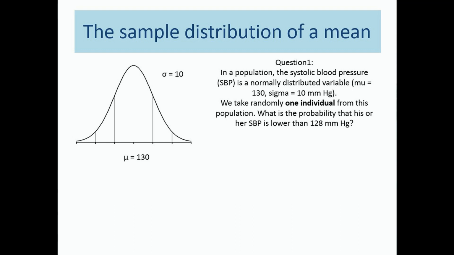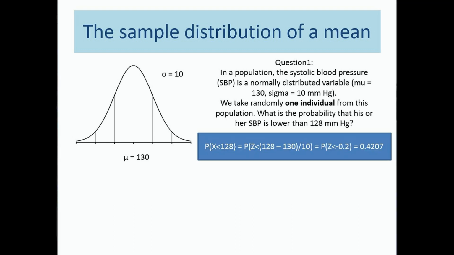We already saw how to solve this problem by standardization. The probability that x is smaller than 128 is the probability that Z will be smaller than 128 minus 130 divided by 10. It's the probability to find a Z value smaller than minus 0.2. And from the table we find the value 0.4207.